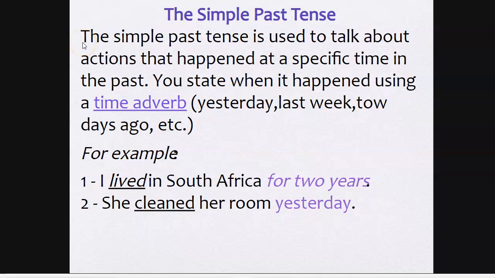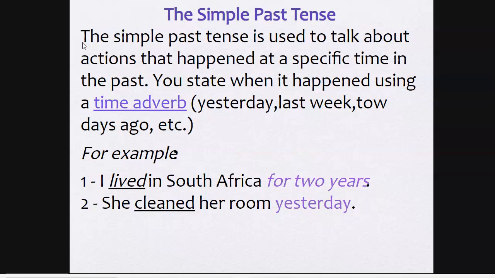In today's lesson, we're going to talk about the simple past tense. The simple past tense is used to talk about actions that happened at a specific time in the past. You state when it happened using a time adverb, for example, yesterday, last week, 2 days ago, and so on.